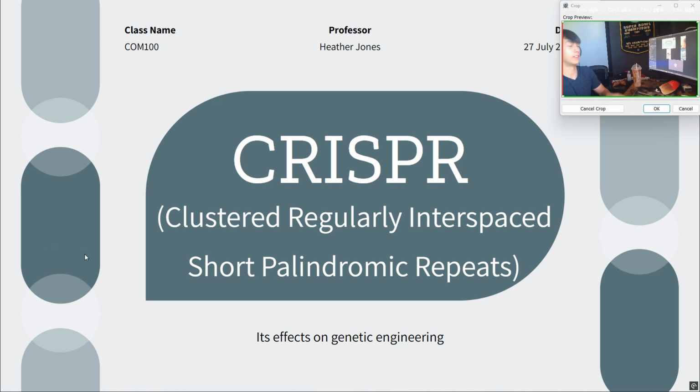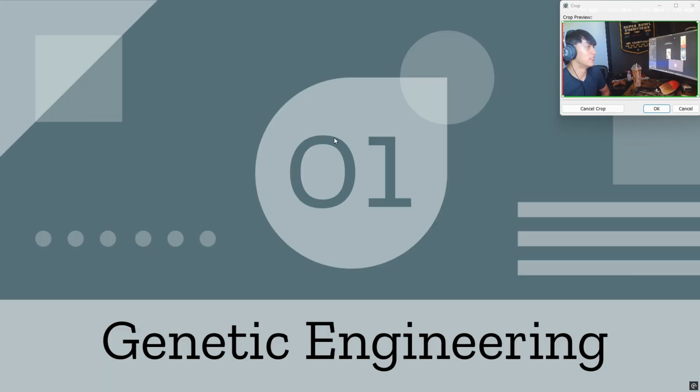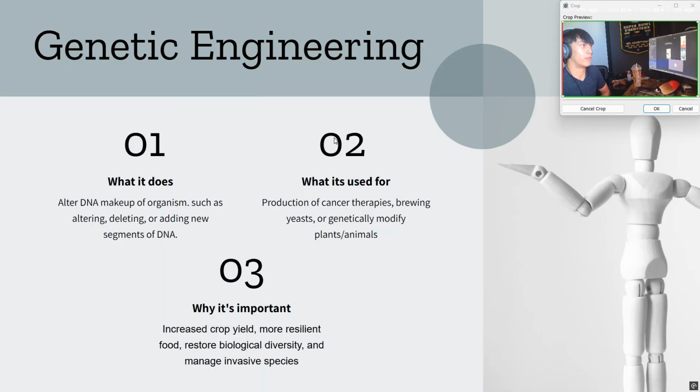All right, so basically, I'm gonna talk about CRISPR and how it's clustered. It's basically just clustered regularly interspaced short palindromic repeats and its effects on genetic engineering. So first, genetic engineering, because you guys have never heard of that before. Genetic engineering alters the DNA makeup of an organism, so you can alter or delete or add new segments of DNA.